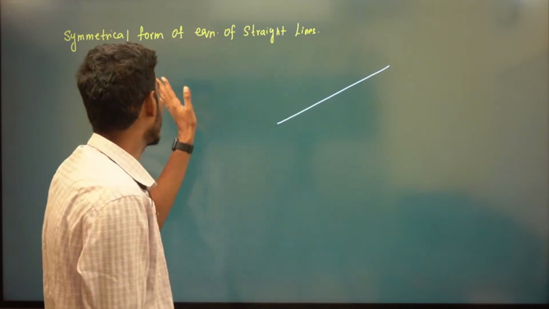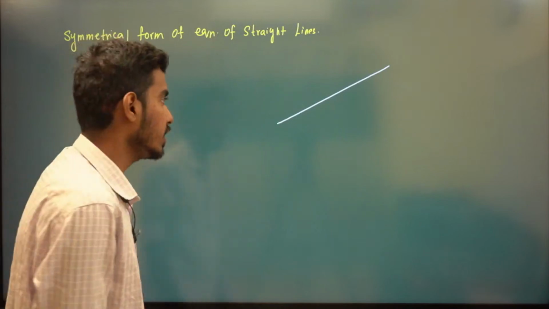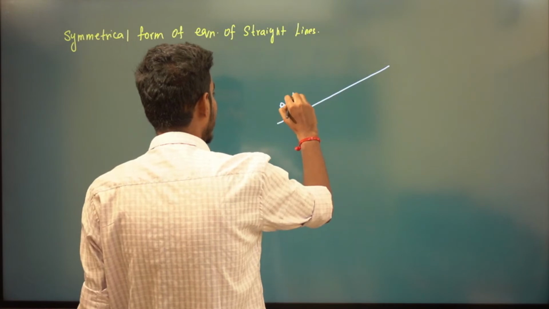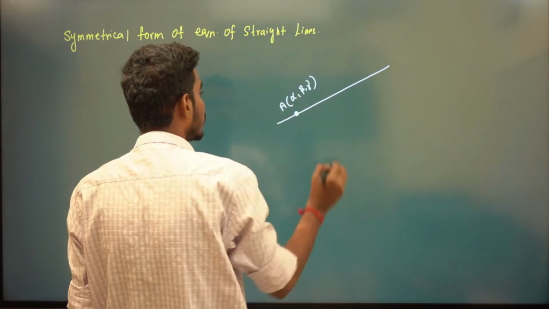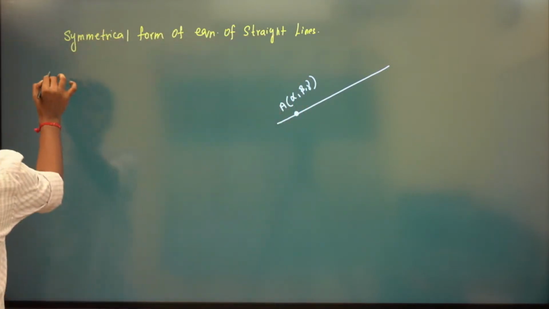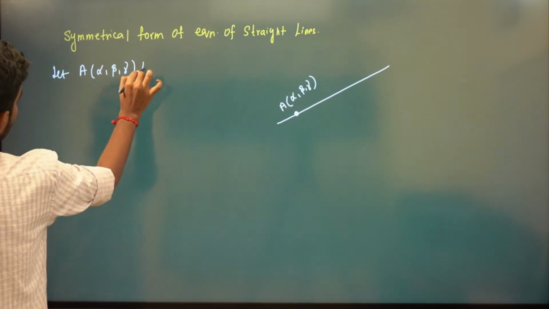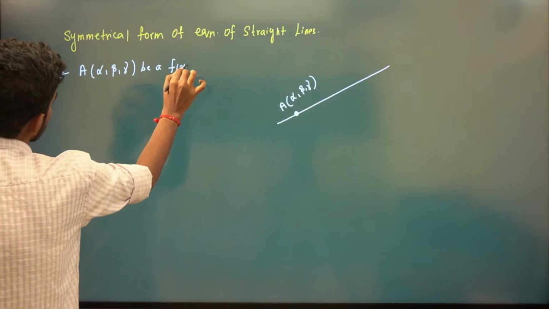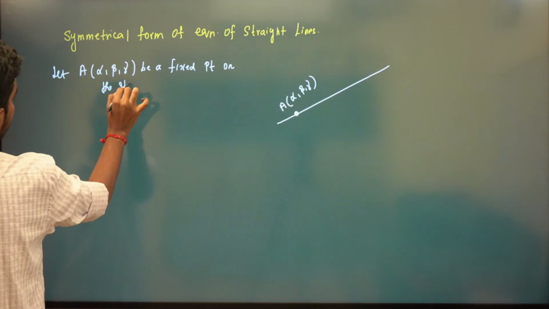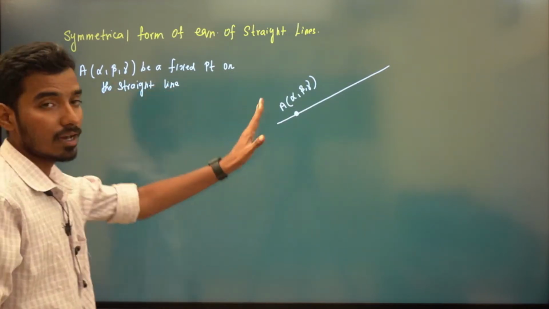We are going to find the equation of this straight line, first in symmetrical form. Let us take a fixed point A, and call it alpha, beta, gamma. Let A of alpha, beta, gamma be a fixed point on the straight line.